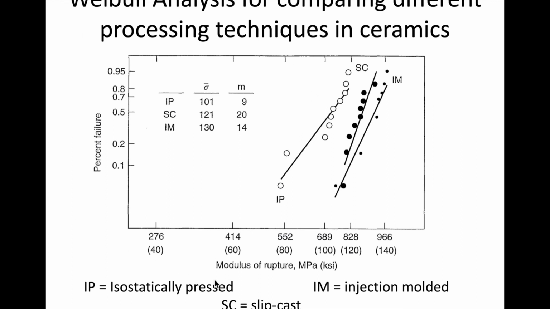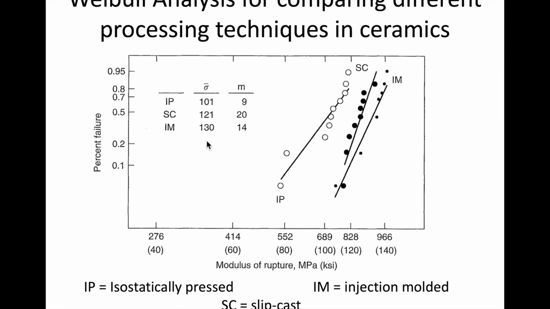And here's another comparison, only for this one it's different processing methods, and you can see the same thing. The slope tells you how consistent the data is, and then the value where the natural log of 1 over s is equal to 0 tells you a measure of the characteristic strength. So here they're giving you the characteristic strengths of 101, 121, and 130. So it's a matter of consistency. So this one has the highest consistency, but this one has a stronger strength.